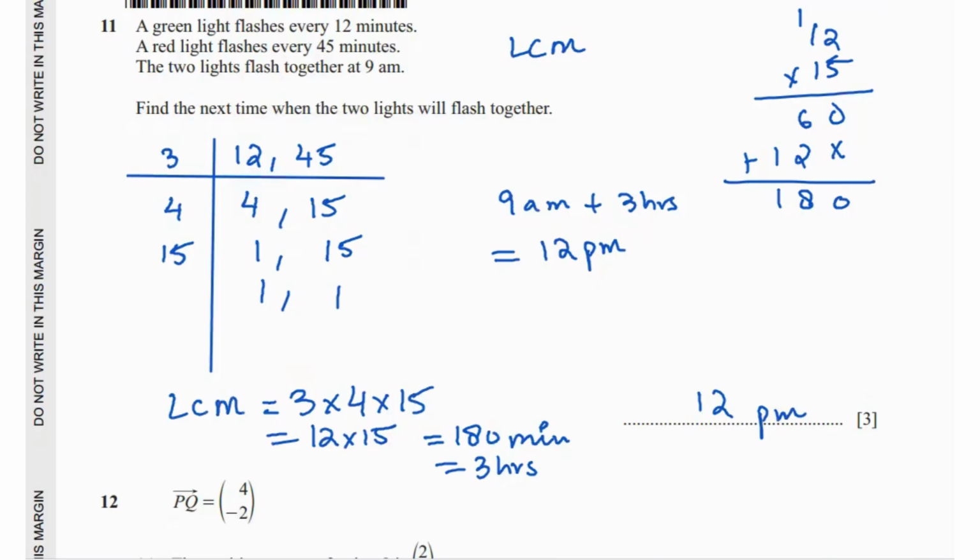So in these type of questions, remember you always have to find the LCM of the given numbers. And once you have that, you just add it to the existing time. So 3 hours added to 9 a.m. is 12 p.m. So that is the next time at which the light bulb will flash together.